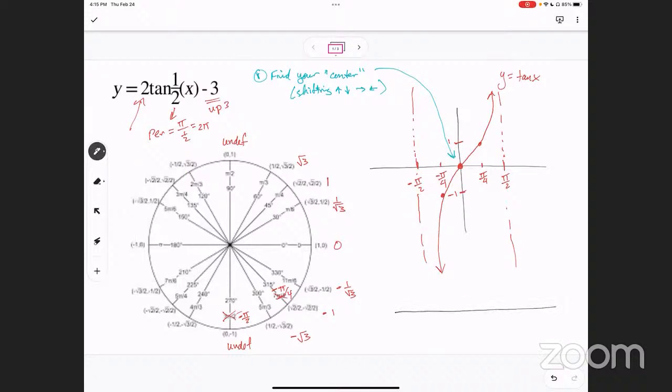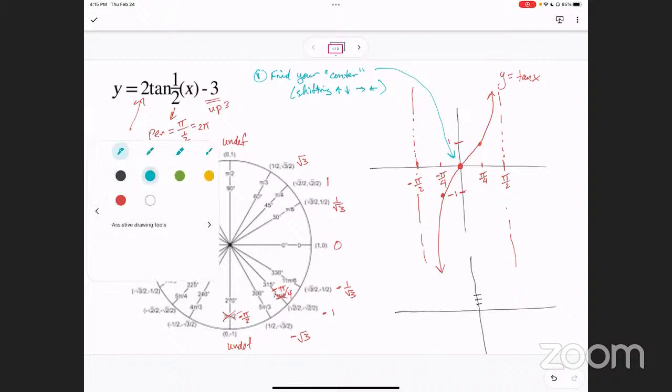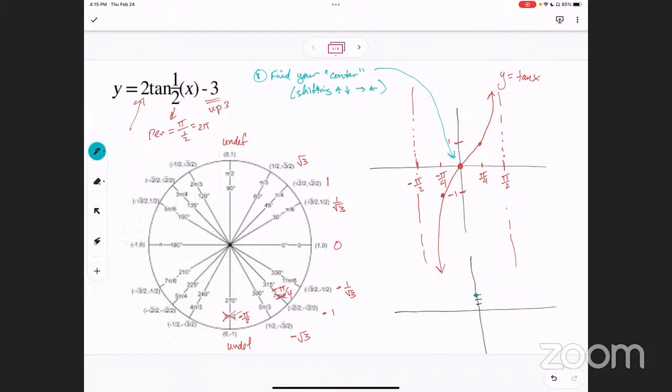I'm gonna do a different graph over here. Okay. So you can see my center point is going to shift. Instead of 0, 0, it's moved where? Up 3. So my new center point is going to be 0, 3. That's my center point.